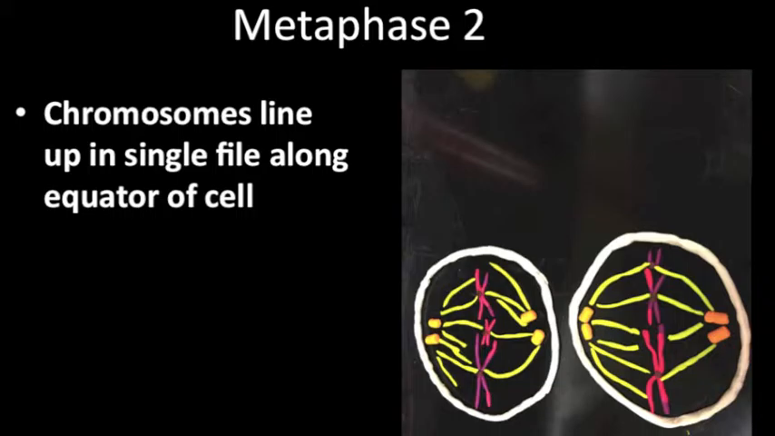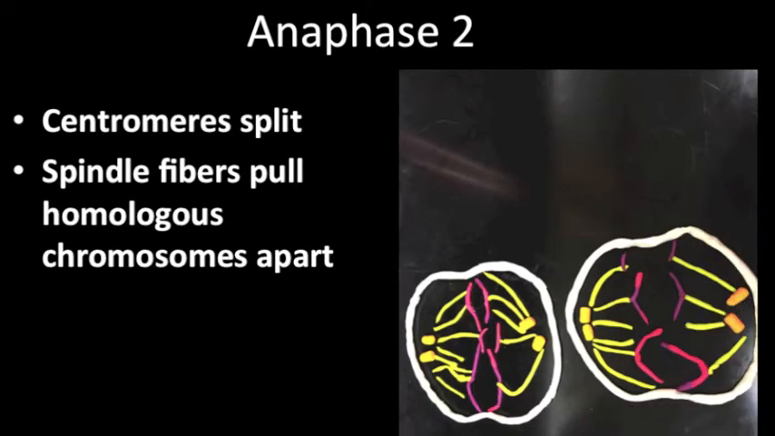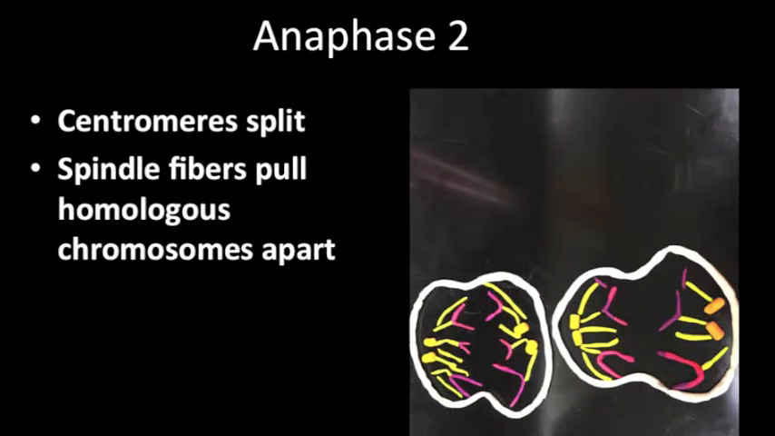Next comes metaphase II. During metaphase II, chromosomes line up along the equator of the cell. After metaphase II is anaphase II. During anaphase II, the centromeres split and the spindle fibers pull the sister chromatids apart, moving them towards opposite poles of the cell.